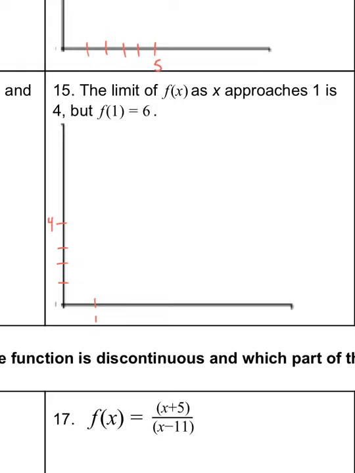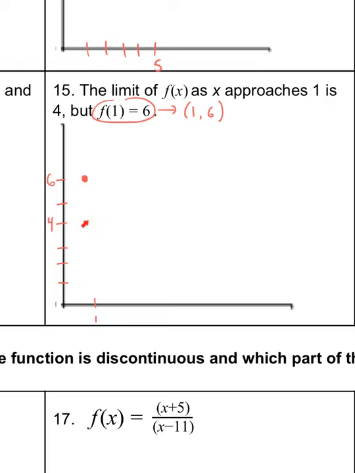But then it also says this point is on the graph. So this right here tells us that the point (1, 6) is on the graph. So I'm going to plot that point. That's where my point has to be. But my limit has to be up here at 4.